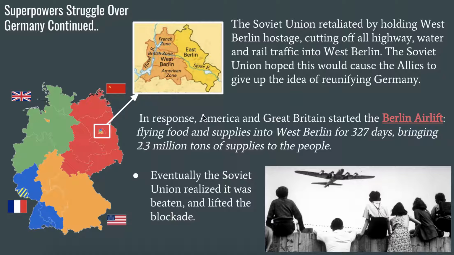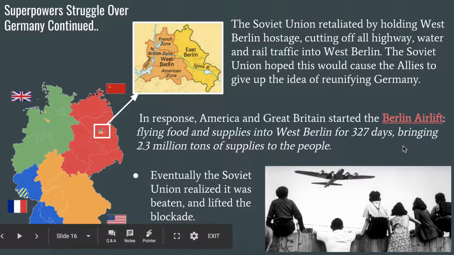In response to this blockade, America and Great Britain started the Berlin airlift. So you see here, there's an airplane. They began flying food and supplies into West Berlin for 327 days. So the Soviet Union could stop rail traffic, water traffic, and highway traffic, but they couldn't stop the planes from flying over West Berlin and dropping goods to the people. So they persisted for 327 days to bring support and food and supplies to West Berlin.